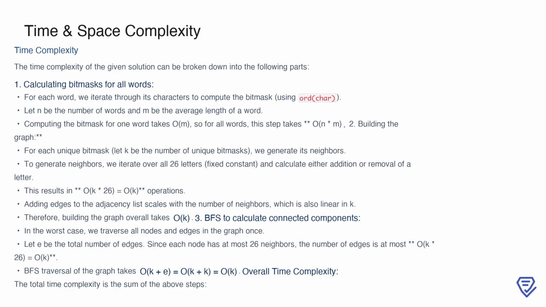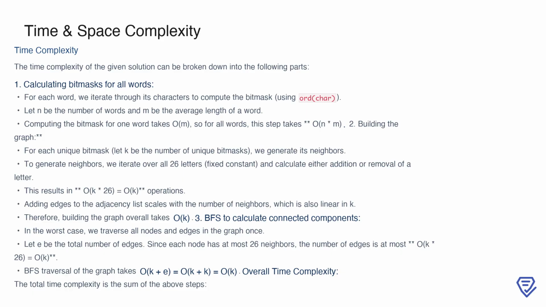Next, we construct the graph. For each unique bitmask, we generate its neighbors by iterating over all 26 letters in the alphabet, considering both addition and removal of a letter. This operation is linear in the number of unique bitmasks, denoted as k, resulting in k time. Finally, we perform a breadth-first search, BFS, to calculate connected components in the graph. In the worst case, BFS will traverse all nodes and edges, where the number of edges is proportional to the number of nodes, giving us k for this step as well.